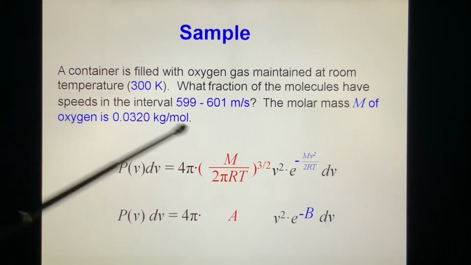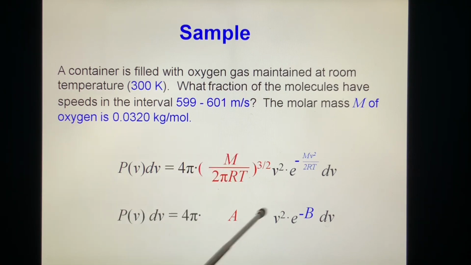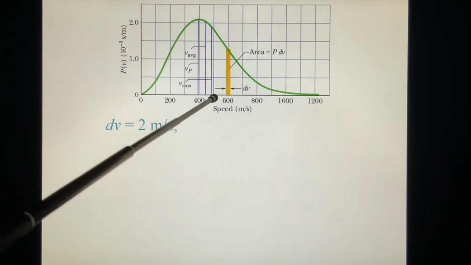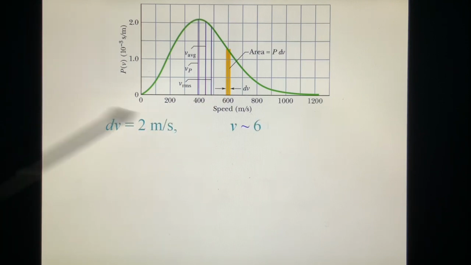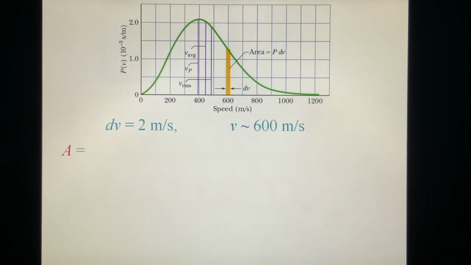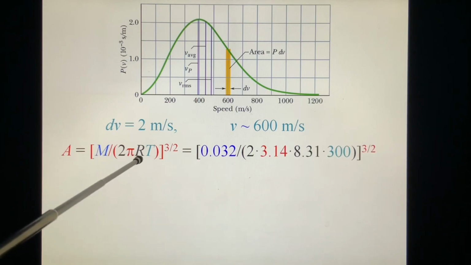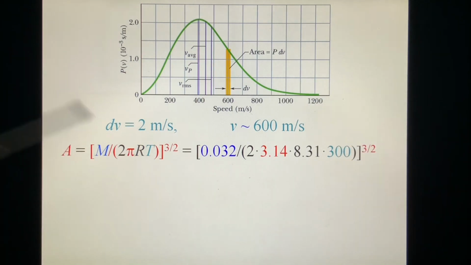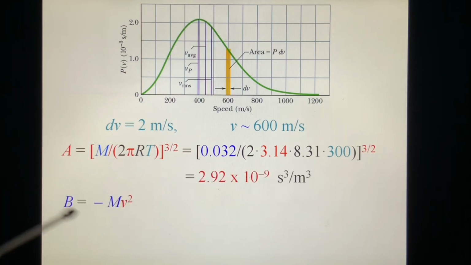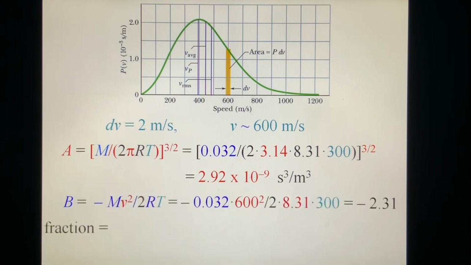What we do is set A equal to M over 2 pi RT to the 3 over 2 power, and B equal to MV squared over 2RT. Now, dV in this case is 2 meters per second, it's given. And V is around 600. So we put this number into the Maxwell equation. We need A and B. For A, M is the molar mass of oxygen, 0.032 kilogram, R is 8.31, T is 300. So you get A. Also, you need to get B. B is minus MV squared over 2RT. We put V around 600, T is 300, M is 0.032. You get B.